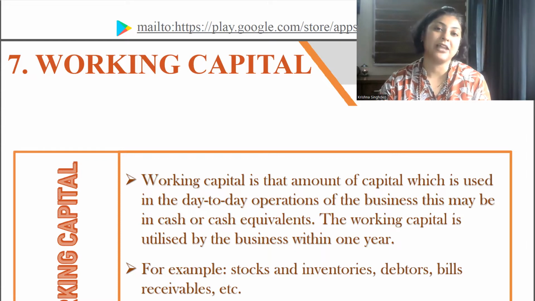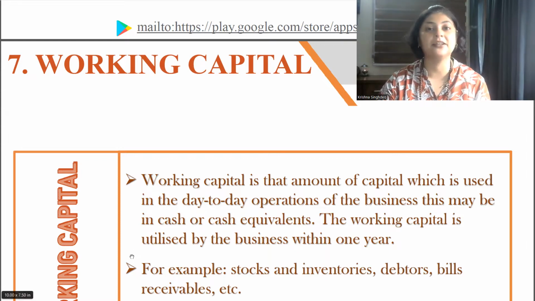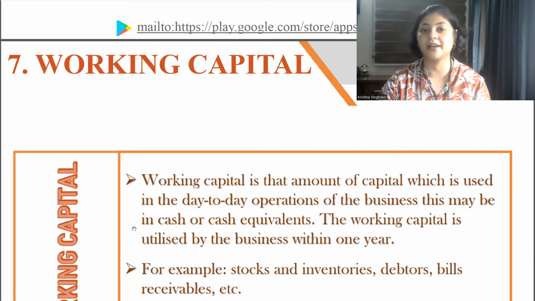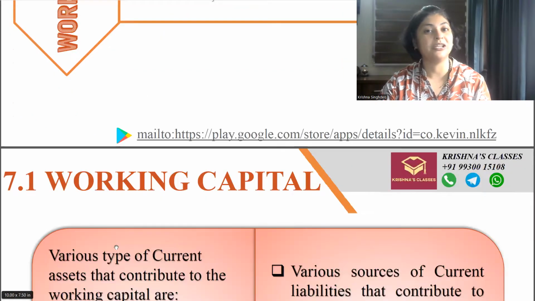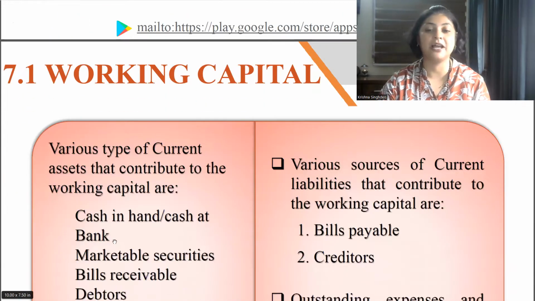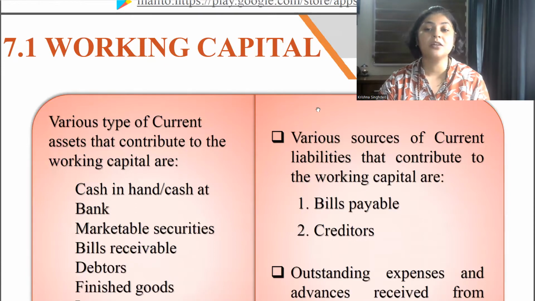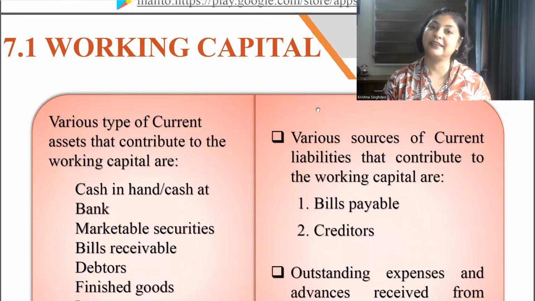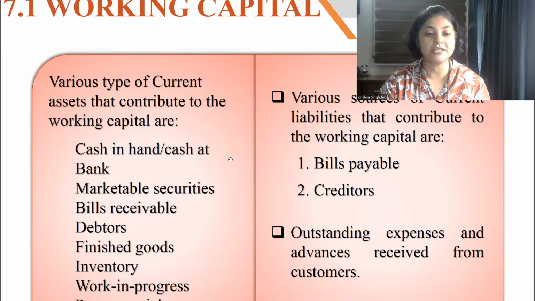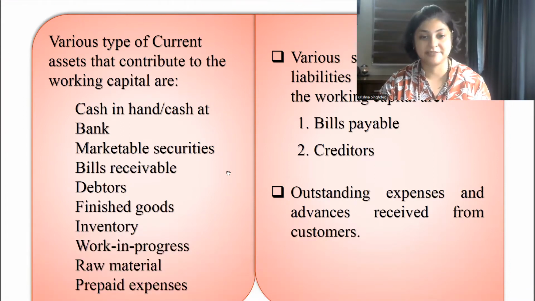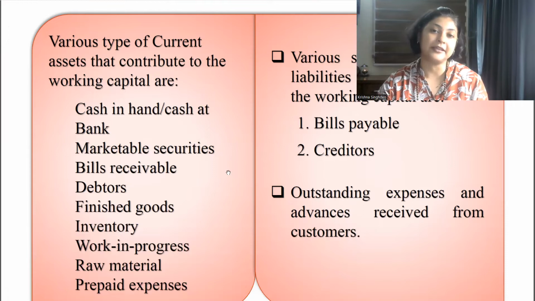Before we understand what is working capital, we must be very clear with 2 terms, that is current assets and current liabilities. Because excess of current assets over current liability only is your working capital. So first of all, understand what is your current assets. Current assets are anything like cash and cash equivalent. It can be marketable securities, which are easily convertible into cash. It can be bills receivable, debtors, finished goods stock, and inventory of raw material, of work in progress, etc., and prepaid expenses. These all are your current assets.